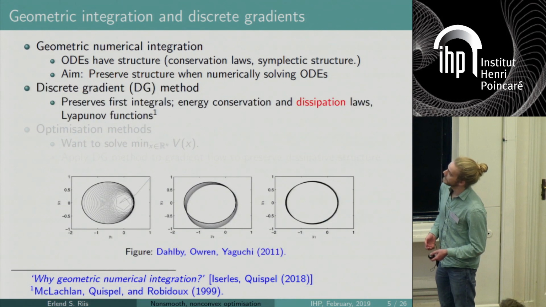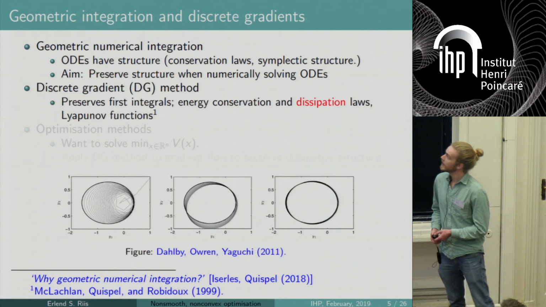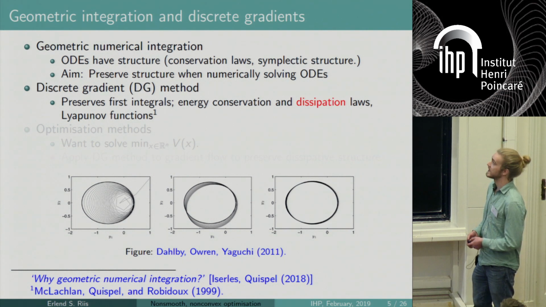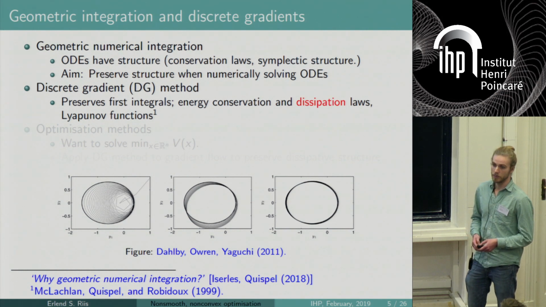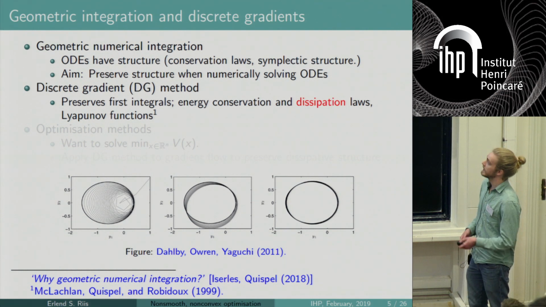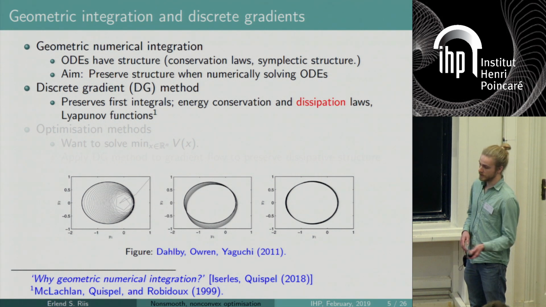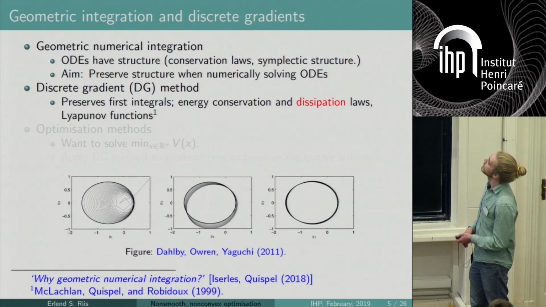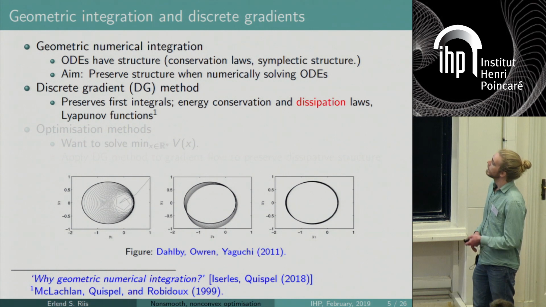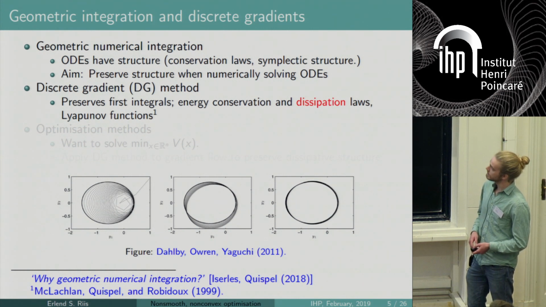So this is where discrete gradient methods come in. So these are a class of methods that are designed to preserve various things. So they preserve first integrals, energy conservation, and dissipation laws. They also preserve Lyapunov functions for systems.